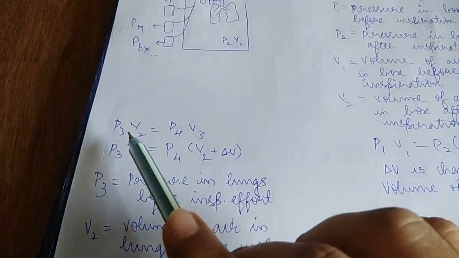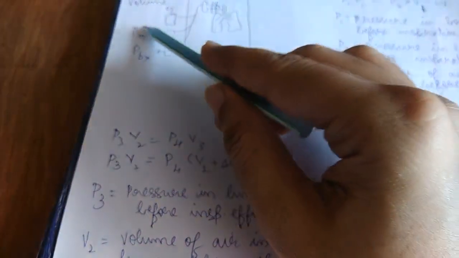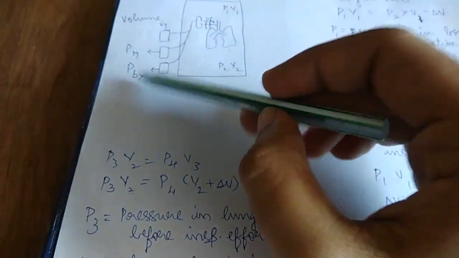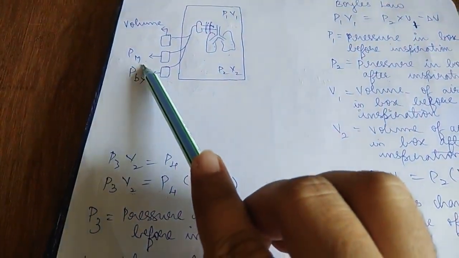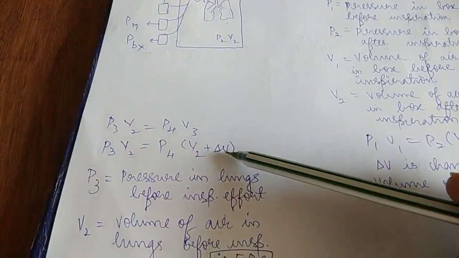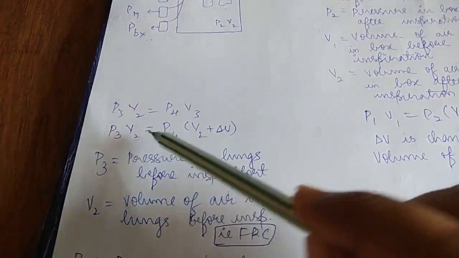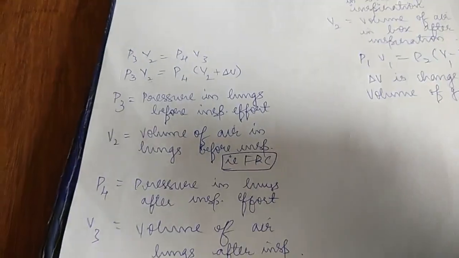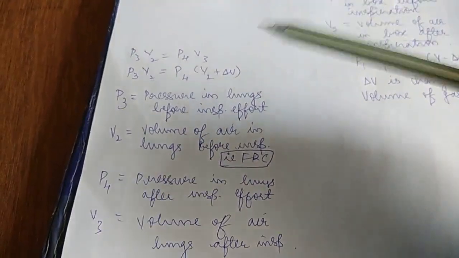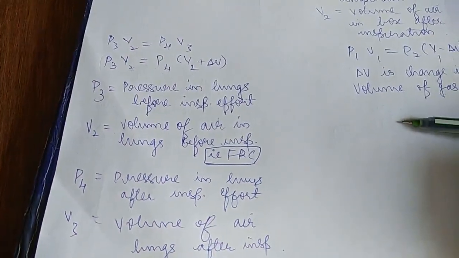So we get to know P3 and P4 by the pressure transducer, that is PM, and delta V we have already calculated over here. So with that, we substitute that delta V here and we calculate V2, that is the FRC. This is how by three methods we calculate the FRC.